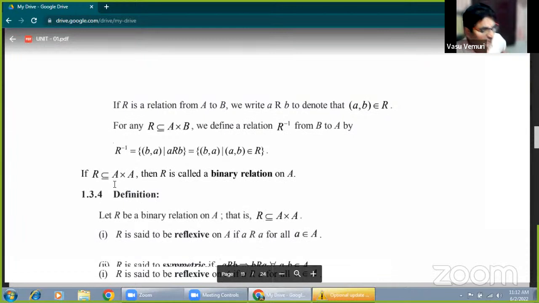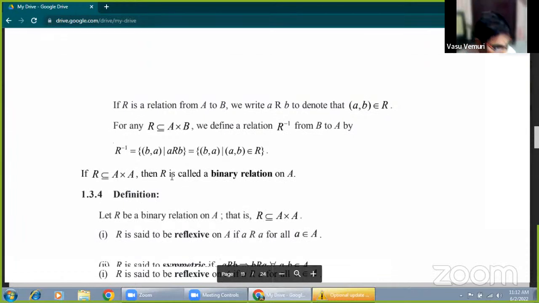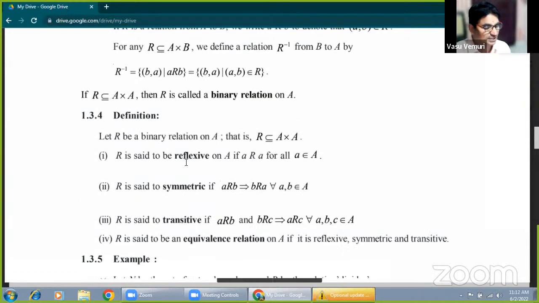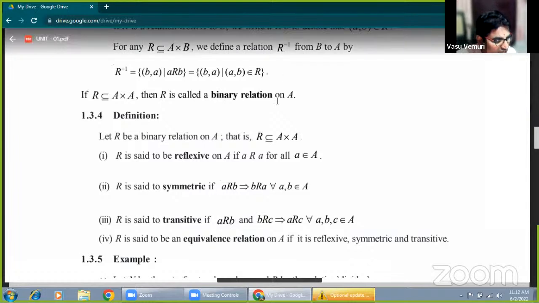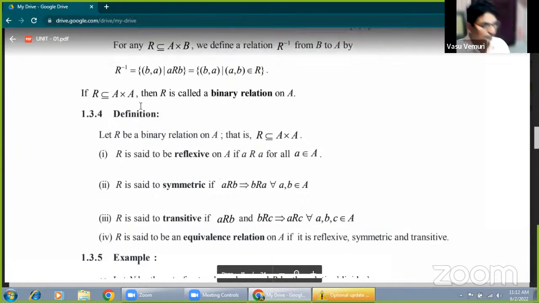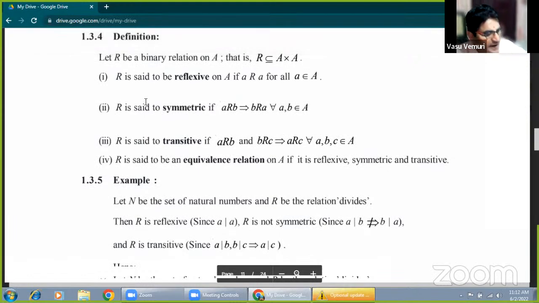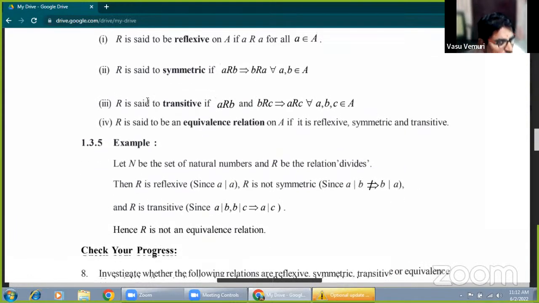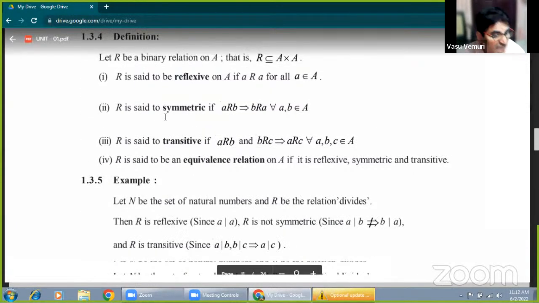Finally, capital R is contained in or equal to A cross A. That relation is called a binary relation on the given set. Capital R is called a binary relation on capital A, read as: let capital R be the binary relation on capital A. Now, according to the binary relation, we have to explain some equivalence concepts.